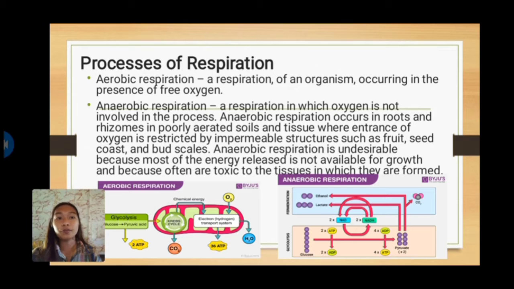There are two processes of respiration, the aerobic respiration and anaerobic respiration. Aerobic respiration is a respiration of an organism occurring in the presence of free oxygen. Aerobic respiration takes place in the presence of oxygen. It occurs in the cytoplasm and mitochondria. Usually the glucose is broken down into carbon dioxide and water. It usually occurs in mammals, including humans.